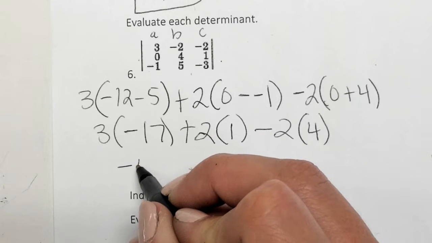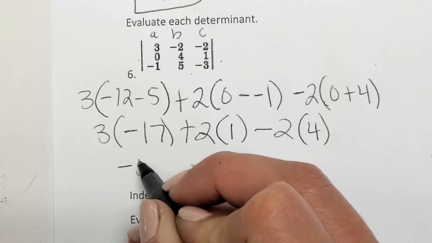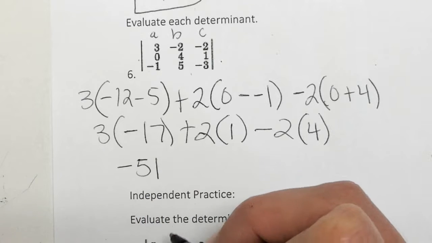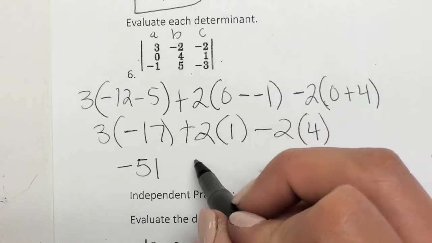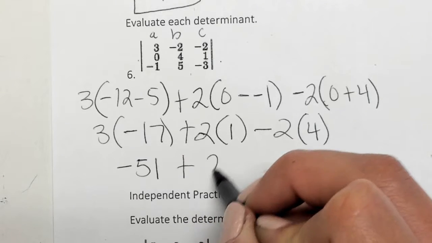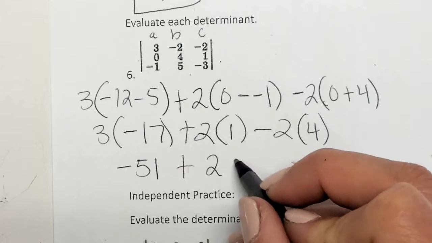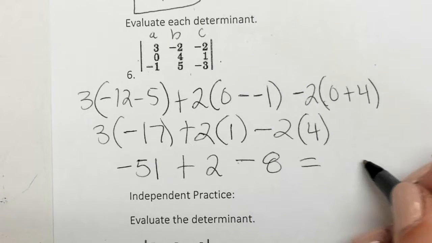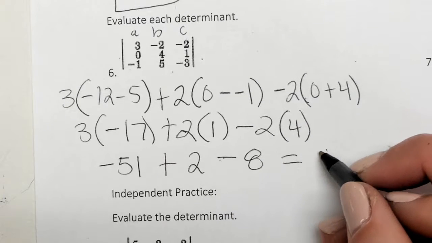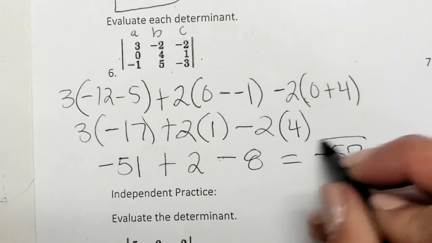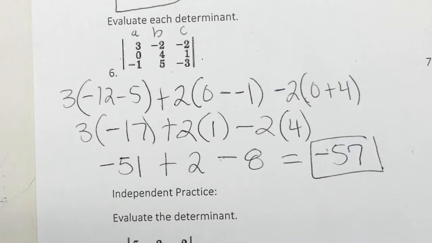Negative 51. Okay. Sawyer, this will be what? 2. Plus 2, and then William, this will be? Minus 8. Good, so tell me the determinant. Anybody? Everybody agree? Negative 57? Very good.